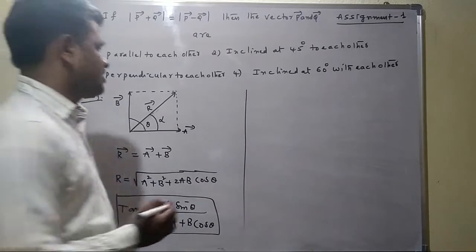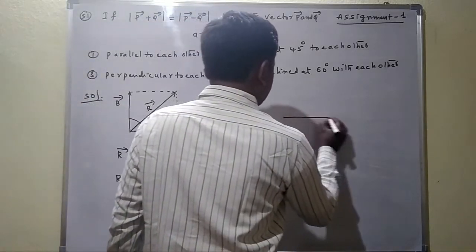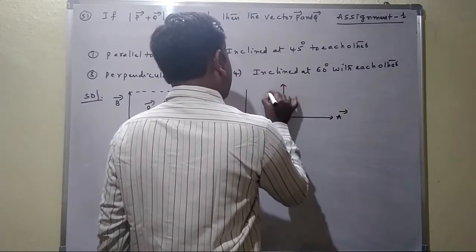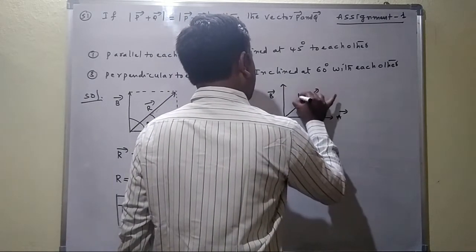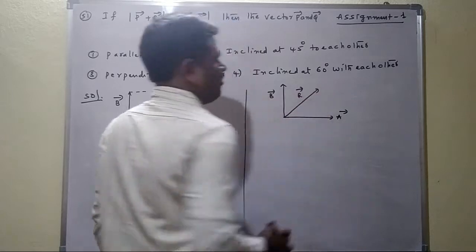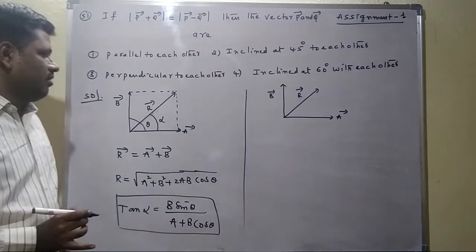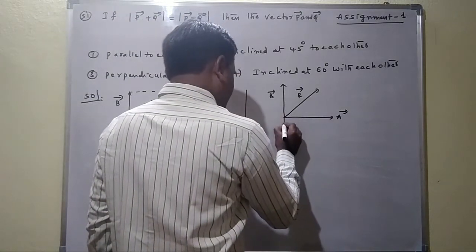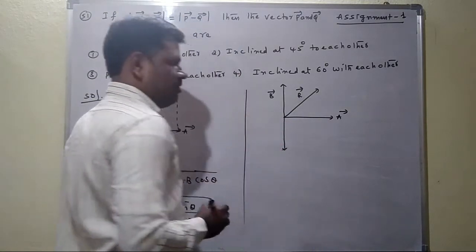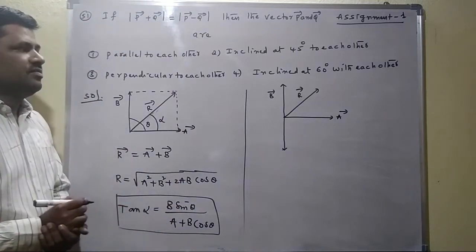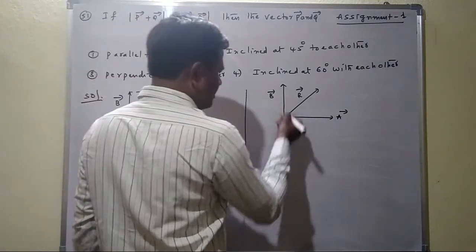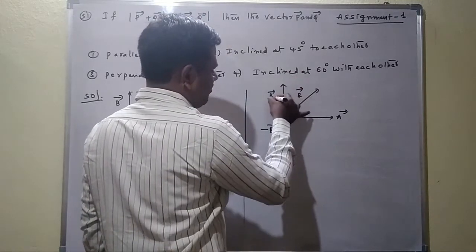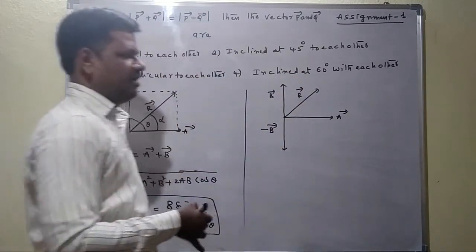Now, how to make the subtraction? Here two vectors I consider: one is a bar, another one is b bar. The resultant is r bar, which we already know, r bar is equal to a bar plus b bar. But here we are making the subtraction. Vector subtraction means we extend b bar in the opposite direction, which gives negative b bar.